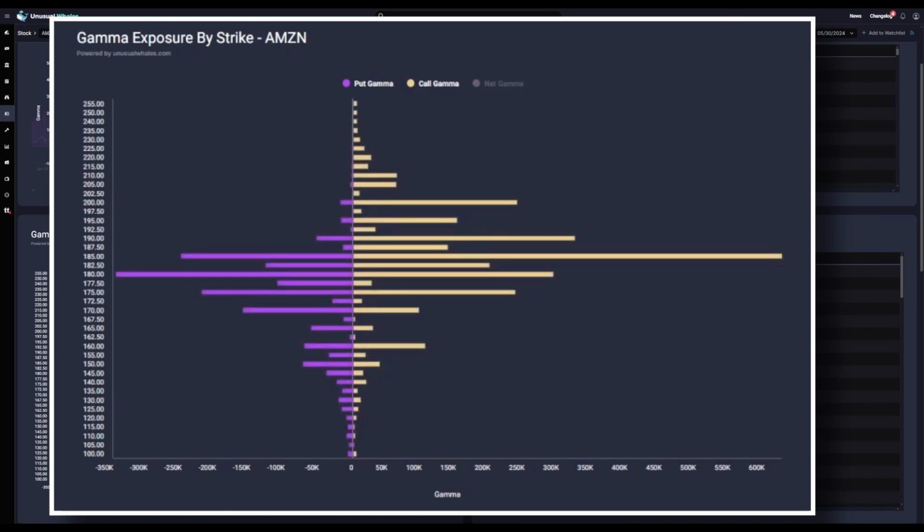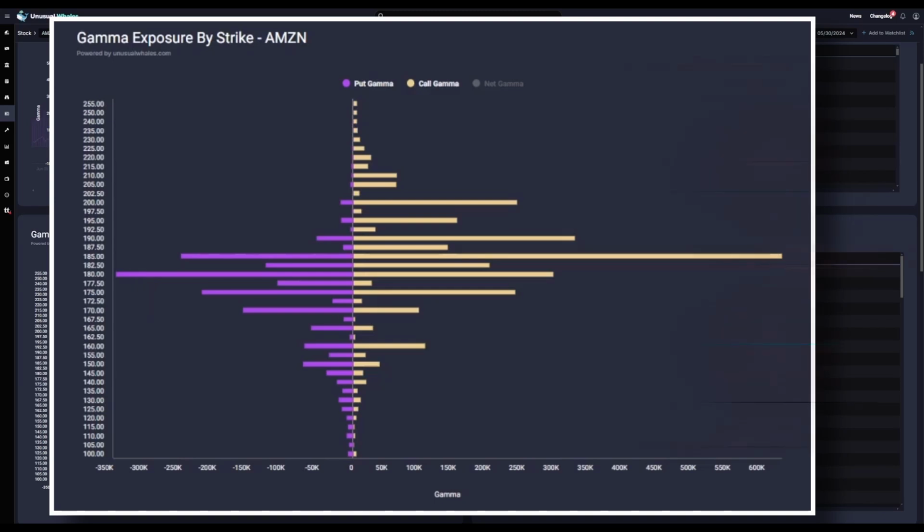Puts on the left, calls on the right. This shows you, by strike, where those gamma concentrations are. So here on the call side, the biggest gamma concentration was at the $185 strike, while for the puts, the biggest gamma concentration is on the $180 strike.